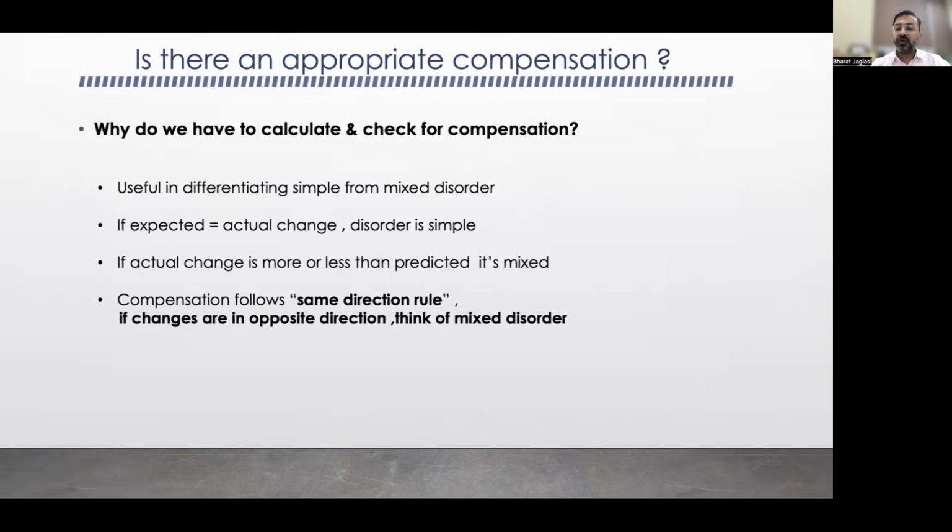Now, when we look into this, we also look at whether it's an appropriate compensation or not. So why do we check for compensation? Because it is useful in differentiating from a mixed disorder. If the expected and actual change match, the disorder is simple. If the actual change is more or less than the predicted, it's a mixed disorder. And as we understood, compensation follows the same direction rule. If the changes are in the opposite direction, always think of a mixed disorder.